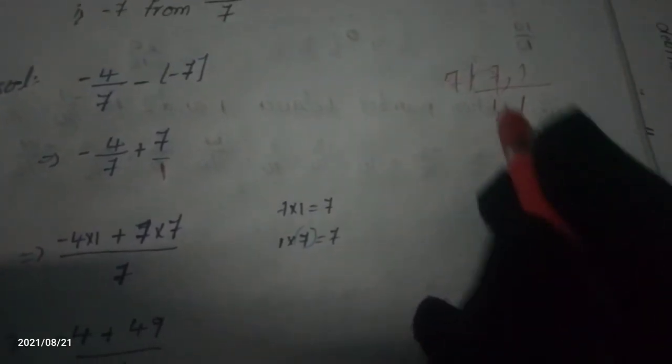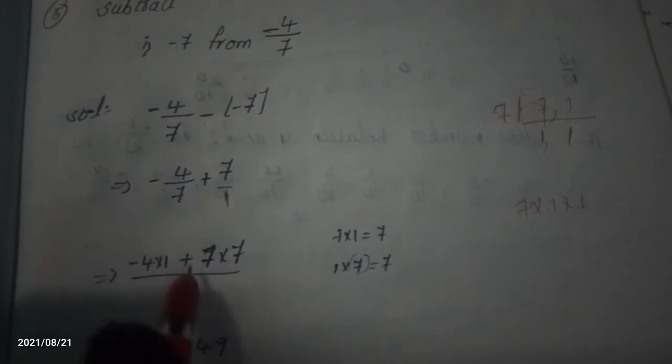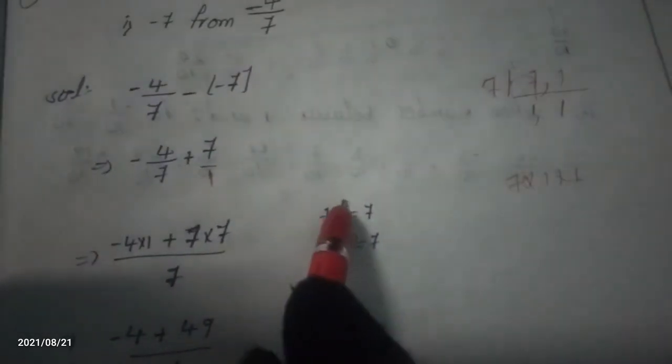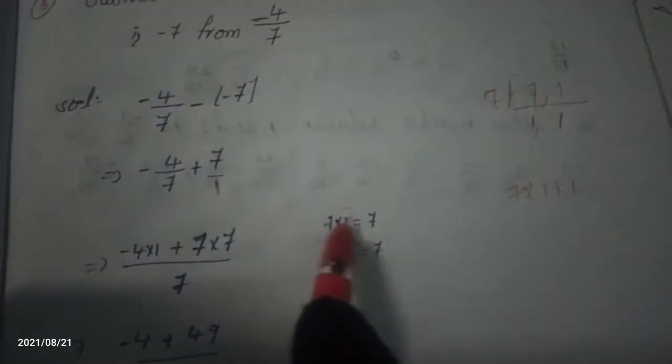7 ones are 7. 7 is not divisible by 1. So 7 into 1 into 1, 7 ones are 7. What is the LCM? It is 7. When we get 7 in the 7 table, 7 ones are 7. That number we have to multiply with the numerator, so 4 into 1, minus 4 into 1. Plus is as it is. Here the 1 is the number 1.